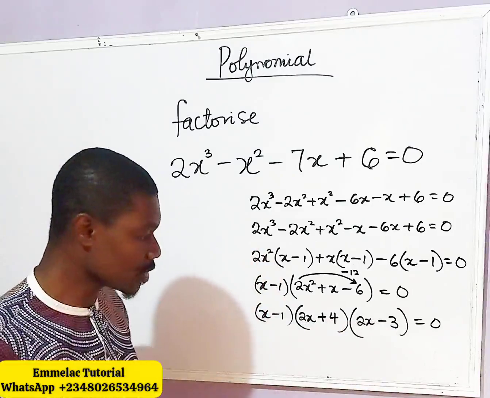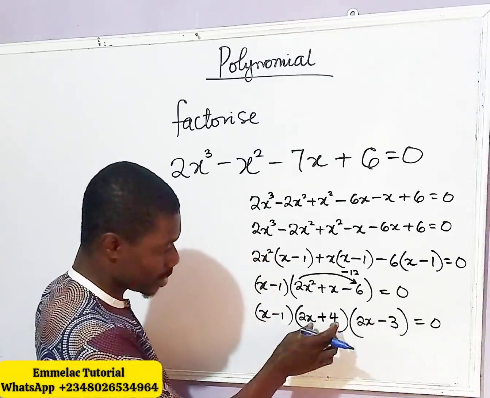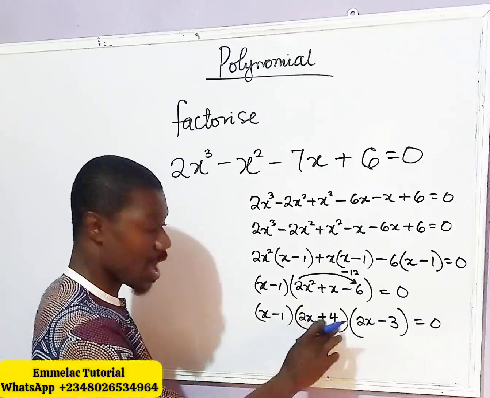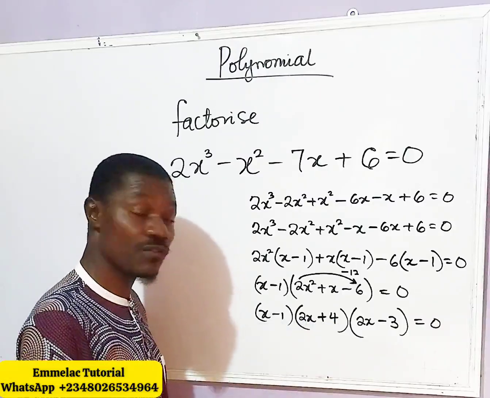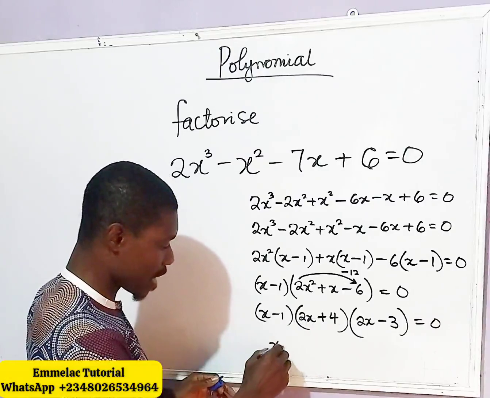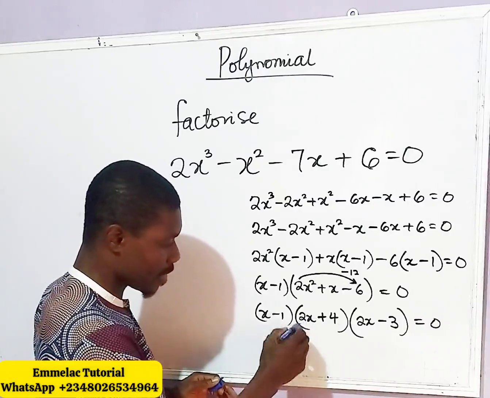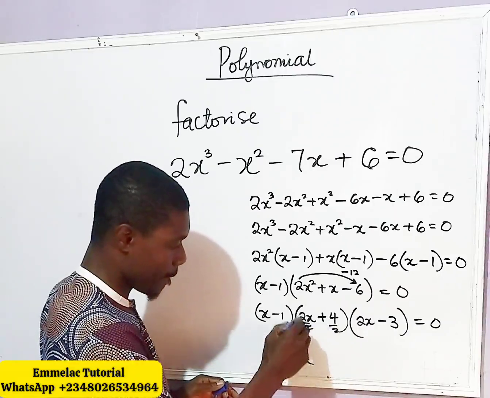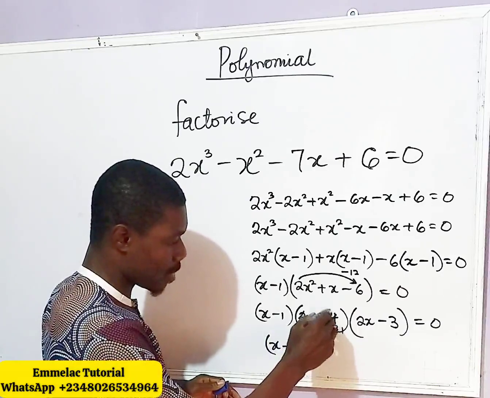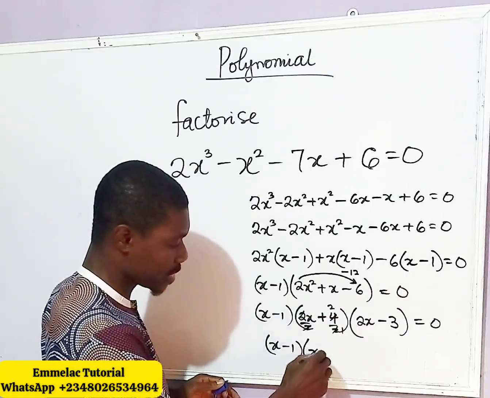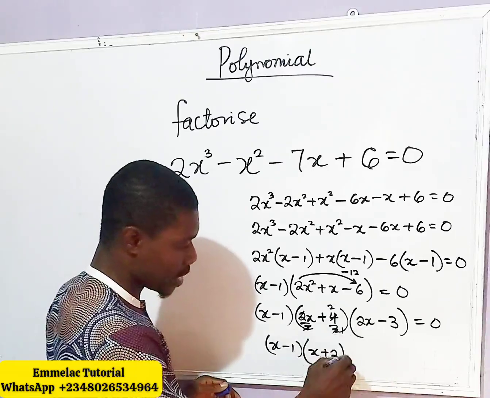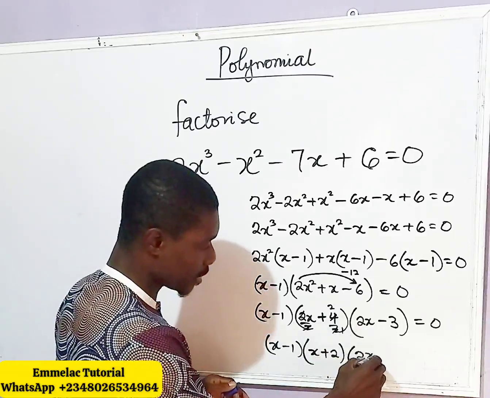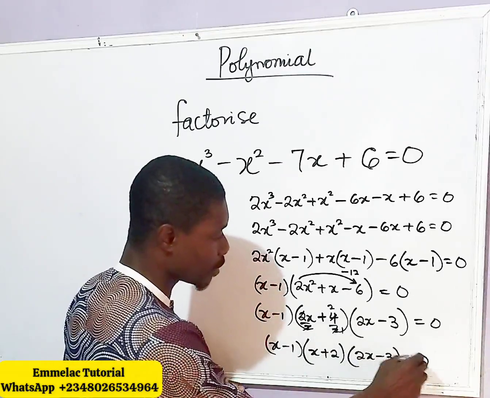So the next thing we need to do is reduce this since we have a common factor of 2. So here you have x minus 1. Then when we divide this by 2, here we are left with x plus 2. Then here we are left with 2x minus 3, all equals 0.